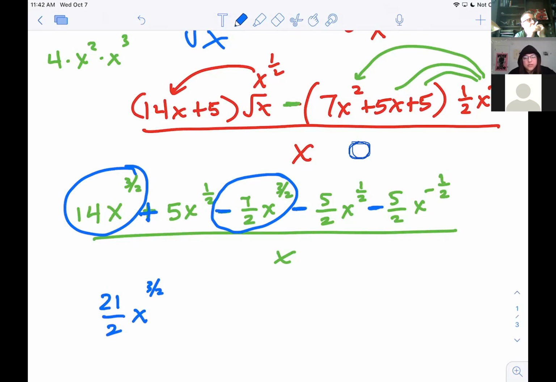Then the 5 halves cancel out because there's a plus and a minus, right? No, because these aren't the same. These two are to the same power, but their coefficient isn't the same. So yeah, still subtracting, like it's 5 minus 5 halves. So that'd be 10 halves minus 5 halves, just 5 halves again. And then the x to the negative 1 half doesn't have any other like terms, and so you're just going to stick with that.